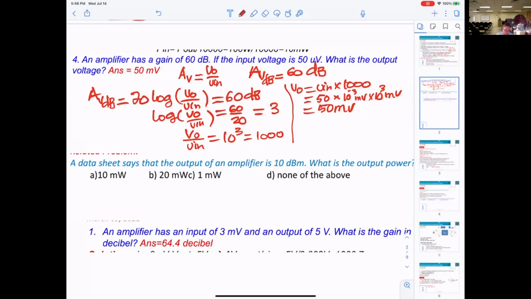Okay, now the next question I want to do. A data sheet says that the output of an amplifier is 10 dBm, and they want to know what the output power is. Go ahead and do it, telling me A or B, or C or D. 10 milliwatt, 20 milliwatt, 1 milliwatt, or none.